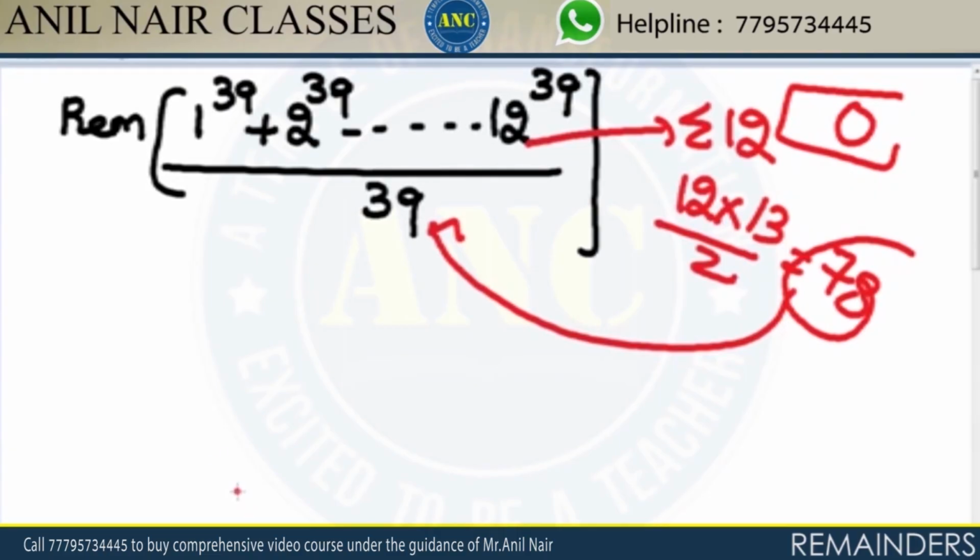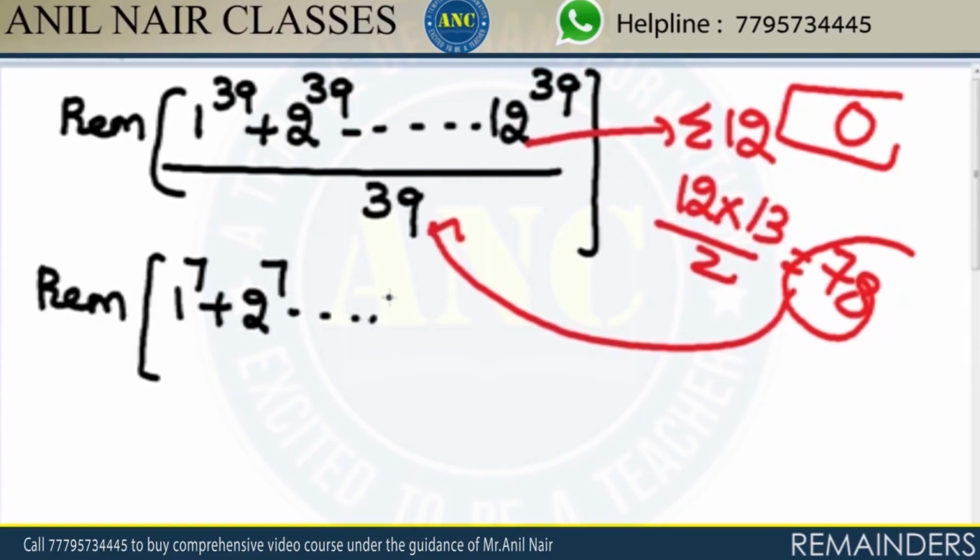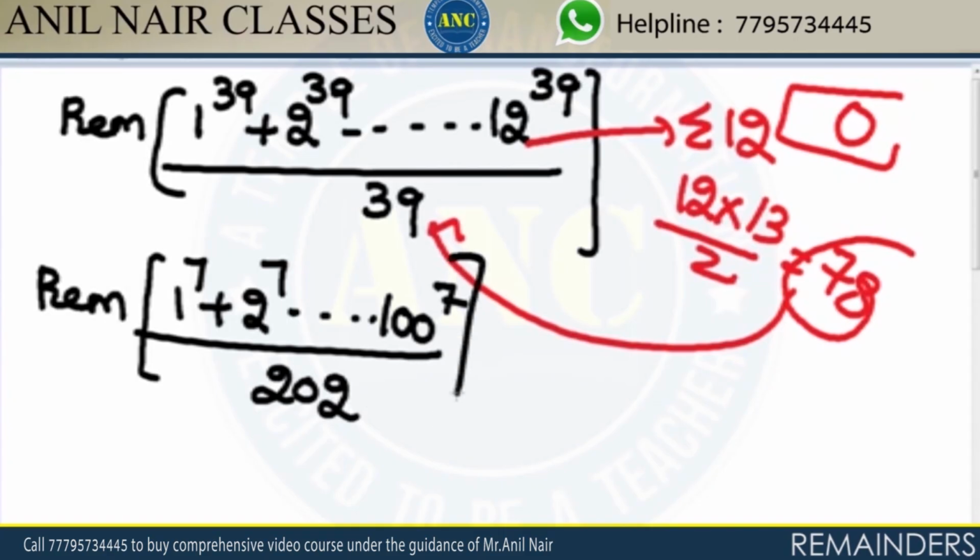Once you understand the various models, then once you look at a new question, you will probably not fear. Next question. Remainder when 1 power 7, 2 power 7 and so on up to 100 power 7 is divided by 202. You can use two methods to solve this problem.